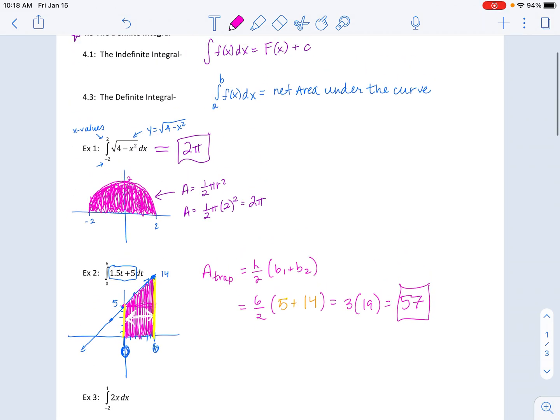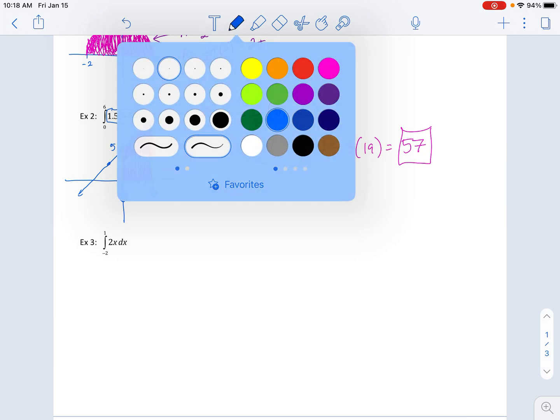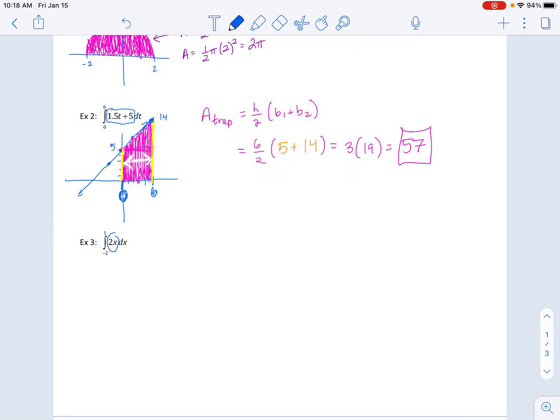Okay, now to this point we have not addressed what this idea of net area means. So that's going to pop up here in example 3. Let's do the same thing. Let's try to graph y equals 2x. I'm going to generate a little grid here. It has a y-intercept of 0. Try to space these out evenly as you can on your screen, and sketch y equals 2x.